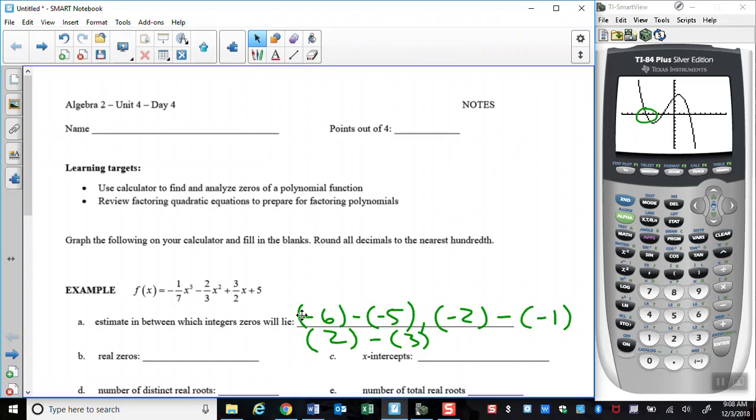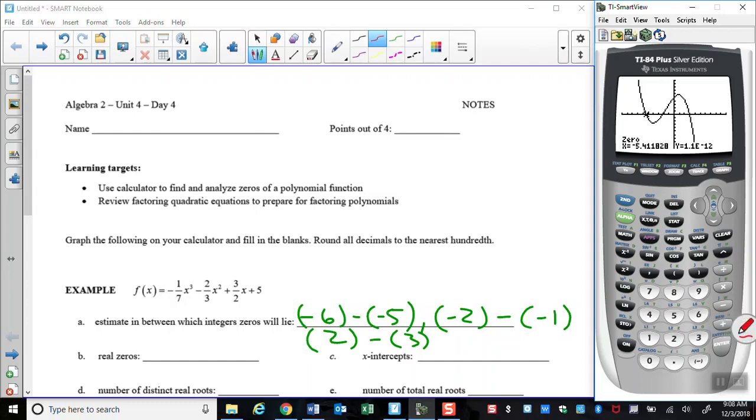All right, so now let's actually find the real zeros. So remember, we're doing second calc, zero. If you feel comfortable with this, you can pause the video and try these and check your answers. There's another practice after this one. So remember, we're doing left bound, enter, right bound, enter. Press enter a third time. Your zero, if you round to the hundredths, is negative 5.41.